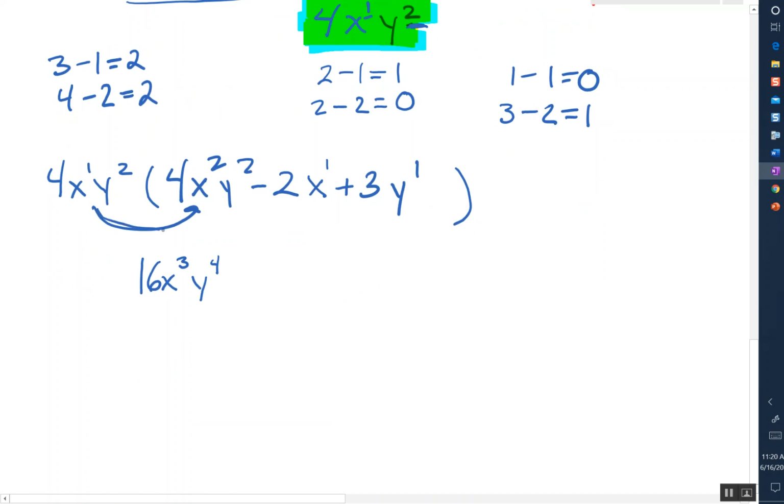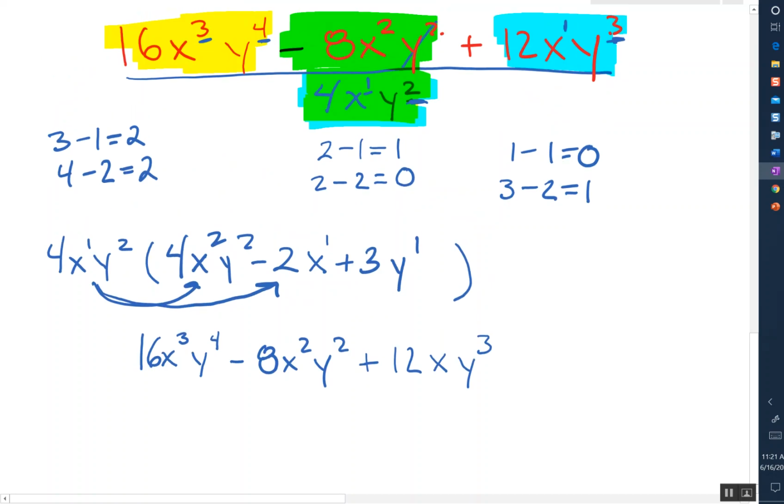Now let's do this next term. So minus 8. X times x is x squared, and then there's a y squared. And then my last term is 4 times 3 is 12. There's an x, and then y squared times y to the 1. I add those, so it'll be y to the 3rd. Let's see if that matches our red equation at the top. We did. So it checks, and this is going to be my final answer.